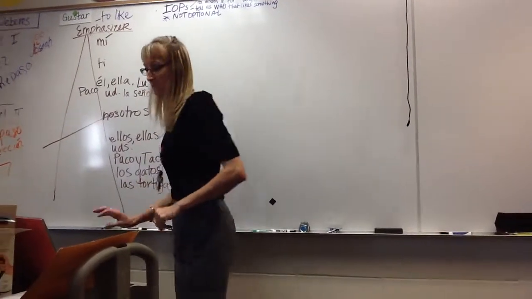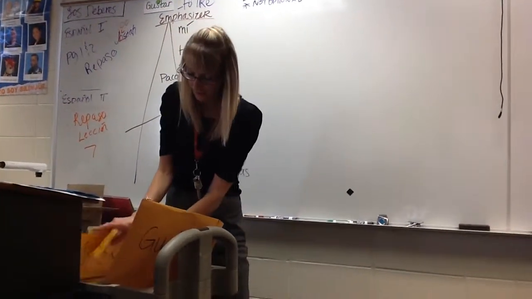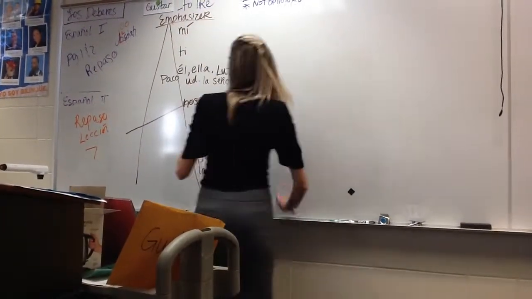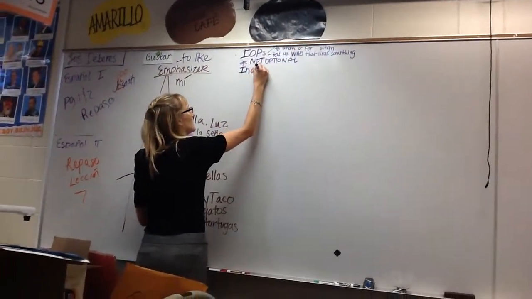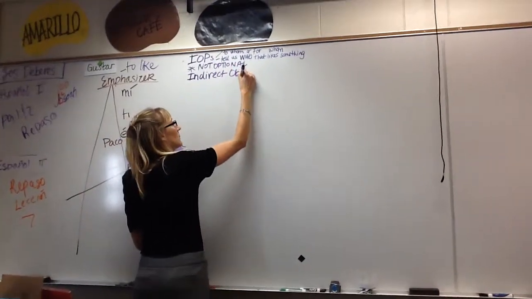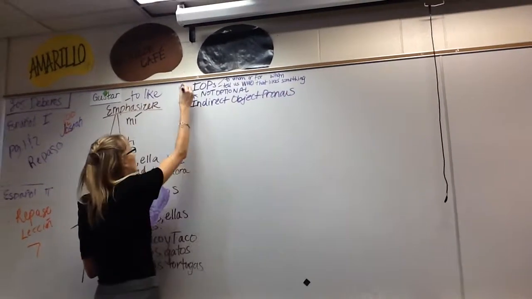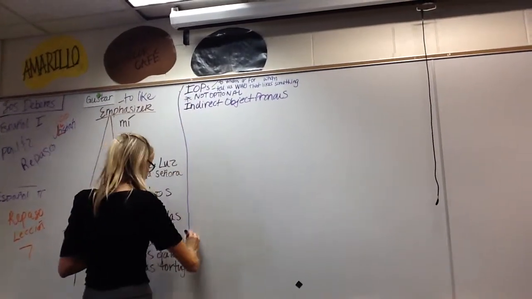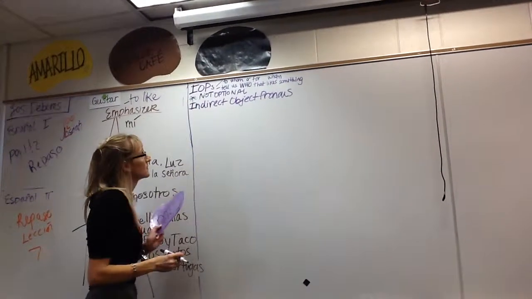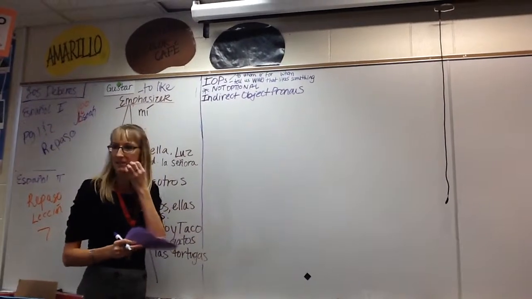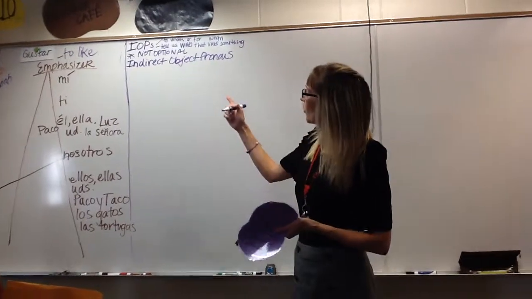Okay, second column, we have our pronombres objetos indirectos. We have our indirect object pronouns. If you missed any of this, then por favor, go ahead and write this down. Well, that's a really crooked line. Okay, our indirect object pronouns. Now, do you know what that means? Because it's in English, right? No. Okay, indirect object pronouns.